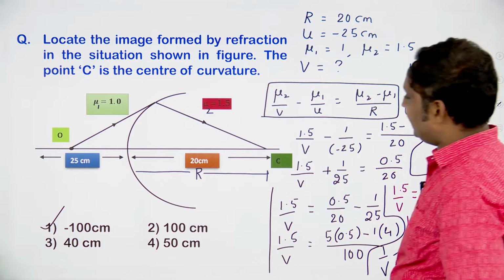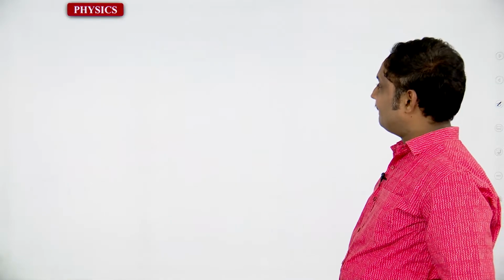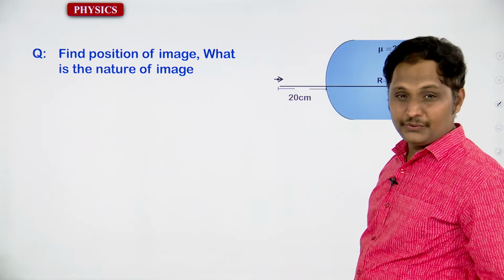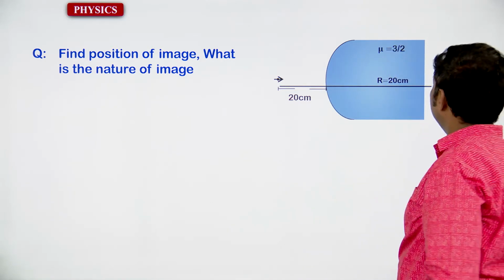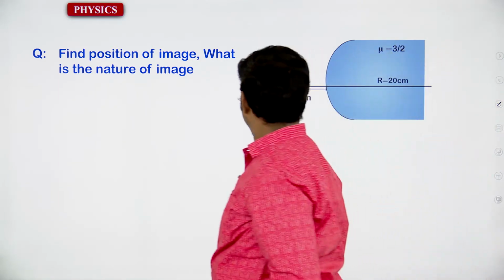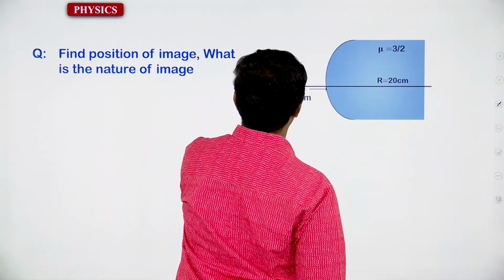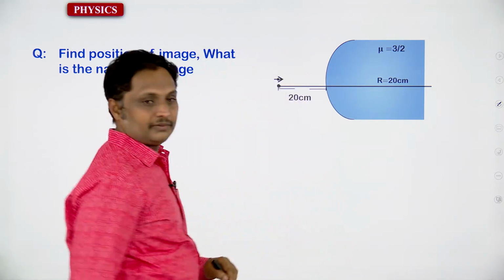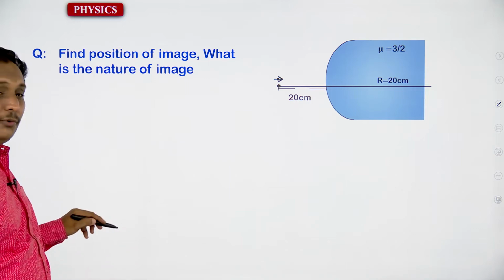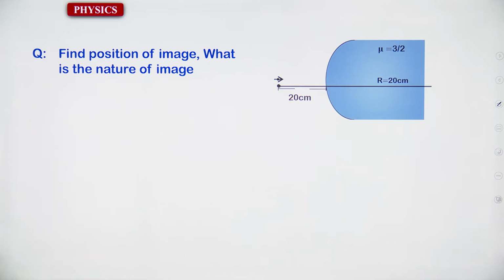All right, okay, let's go for another problem. Yes, you have to see this one. This is very clear. So we would like to go for that. This is going to be the point object. Let's consider here. We would like to find the position of image. Find the position of image. What is the nature of image? That is very, very important. You have to consider that one.